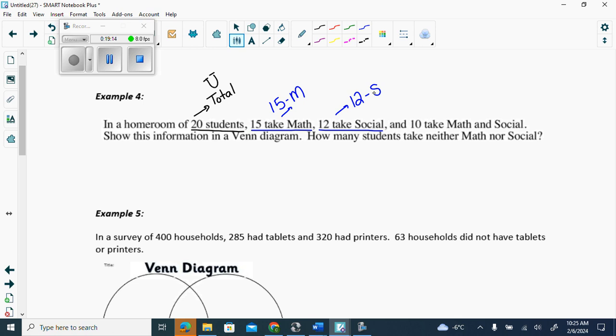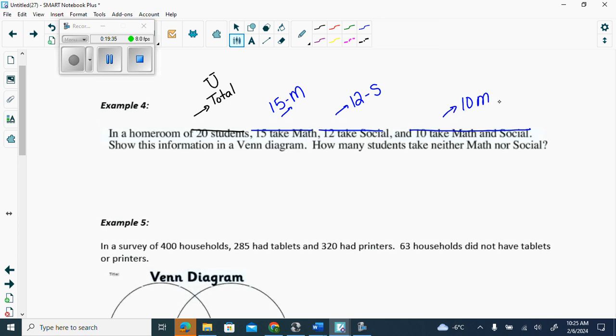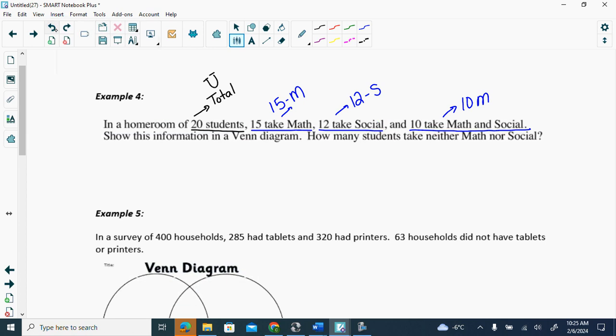You cannot fill in the social and the math until you fill in the eyeball in the middle. Because we need to find out how many people are in both so that we can find out how many are in only social and math to fill in the crescent moons. Correct? So let's keep reading. 10 take math and social. That's good. We need that. Math and social, and is what shape on a Venn diagram? The eyeball. The eyeball has to be filled in before you fill in any of the circles. Note to self. You have to fill in the eyeball, the overlap, before you can fill in anything else.